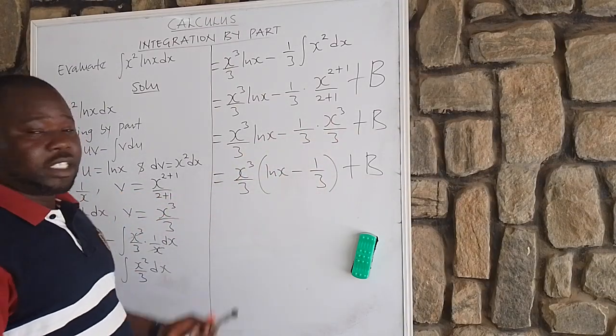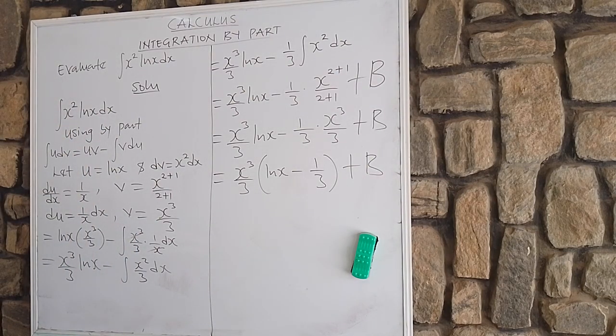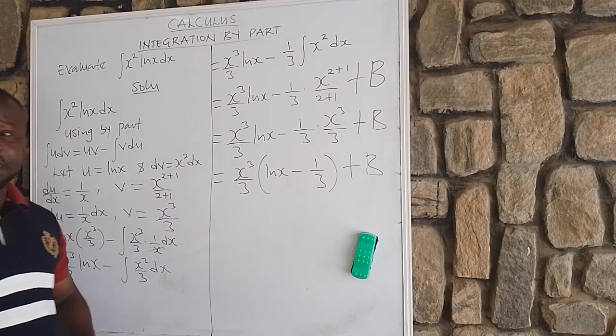So this is how you are going to integrate this type of function. So in case you come across this in JAMB anywhere, this is how you are going to integrate it.